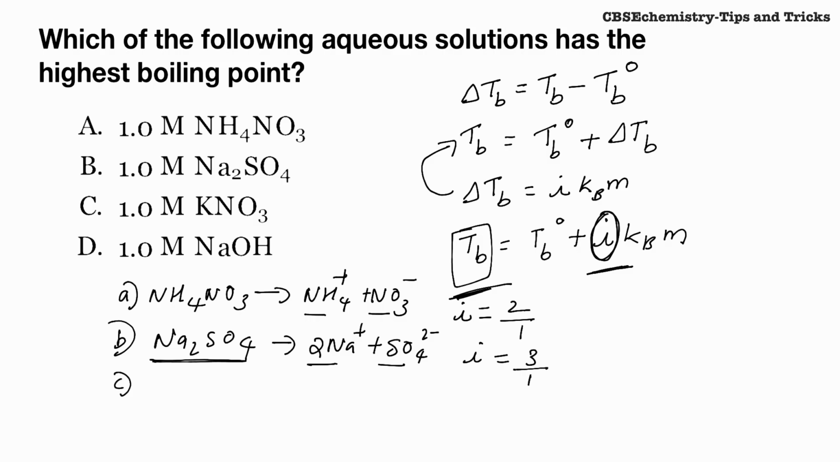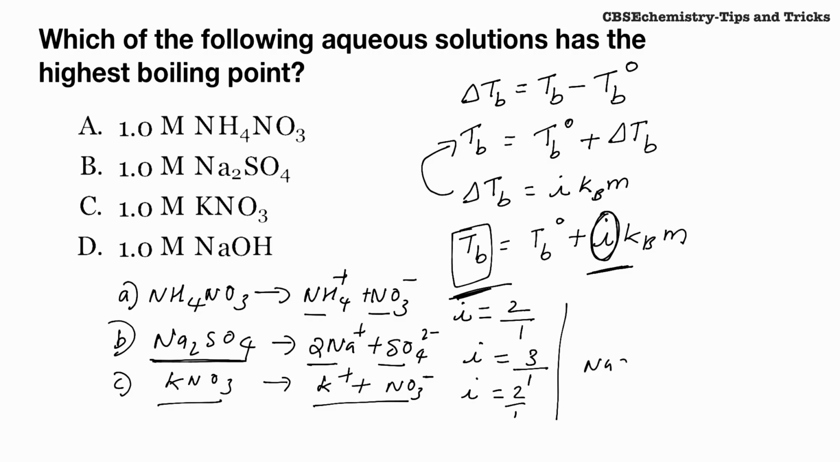Now option C is what? KNO₃, correct? And what you will get? K⁺ and NO₃⁻, correct, right? What is i factor? See, after dissociation 2, before dissociation 1. So 2/1. And what is the last one? Last one is NaOH, correct? For NaOH, it dissociates to give what? Na⁺ and OH⁻. So after dissociation you have 2, before dissociation you have 1. So what is i factor? 2/1, that is 2.